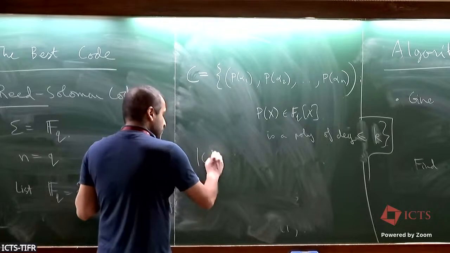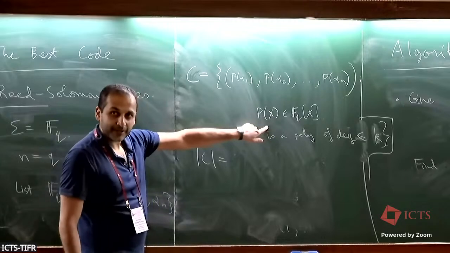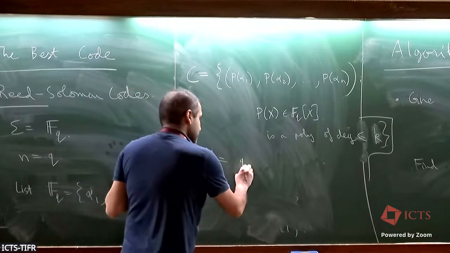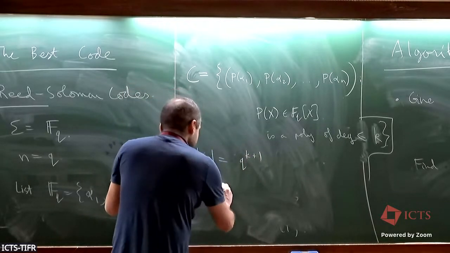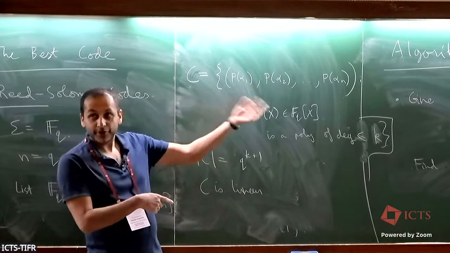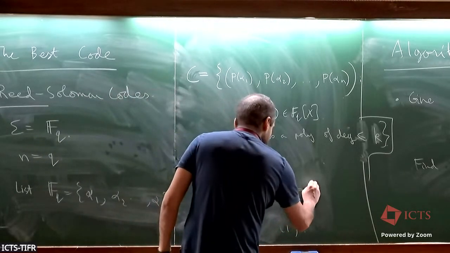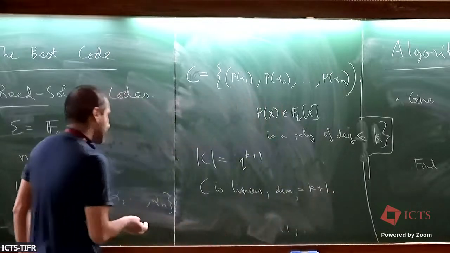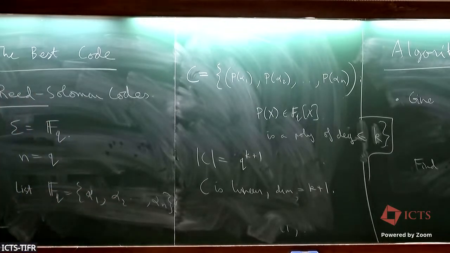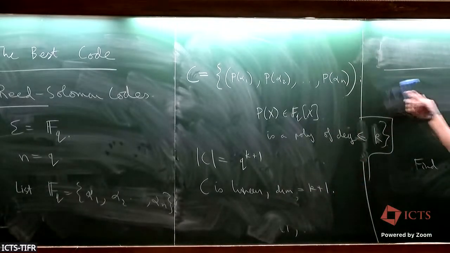The size of the code is, there are K plus 1 coefficients required to specify this polynomial. So you specify q to the K plus 1. C is linear, because if you take two polynomials and you add them up, their evaluations add up. And the dimension of C is K plus 1. And this is called the Reed-Solomon code. And what is its main property? It has distance.